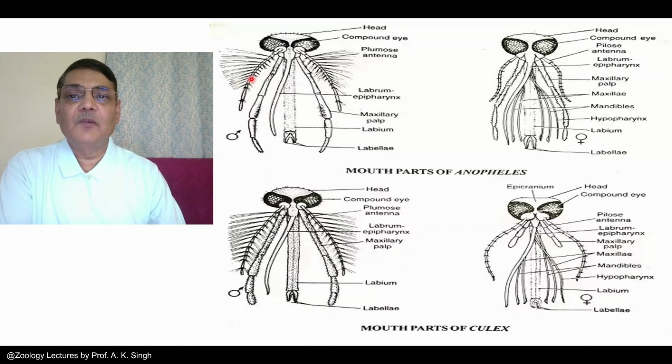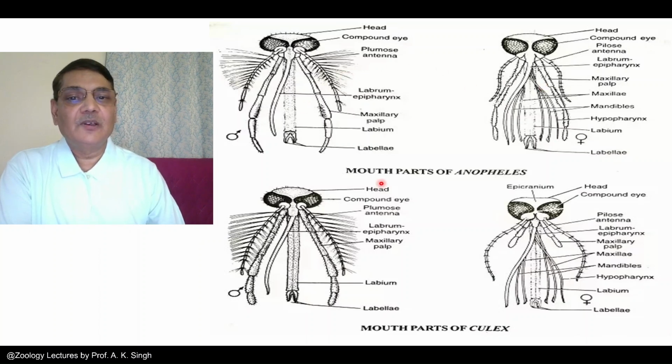Like in case of male, first you see here in case of male, the antennae are plumose type. Plumose means very hairy antennae are there, and this is the characteristic of a male. In case of Culex also, the plumose antennae are there in males, but females have pilose antennae. Pilose antennae means the hairs are very, very small. They are not so developed as in case of male. So this is one way to identify male and female.